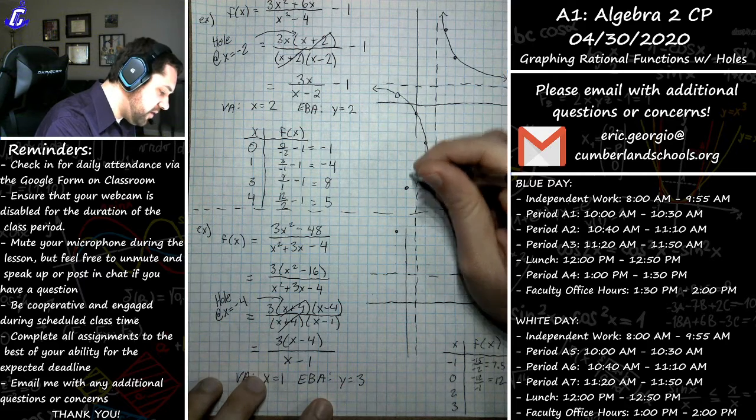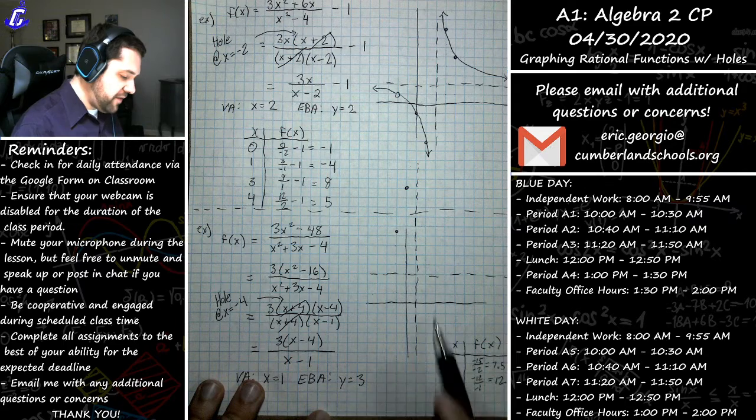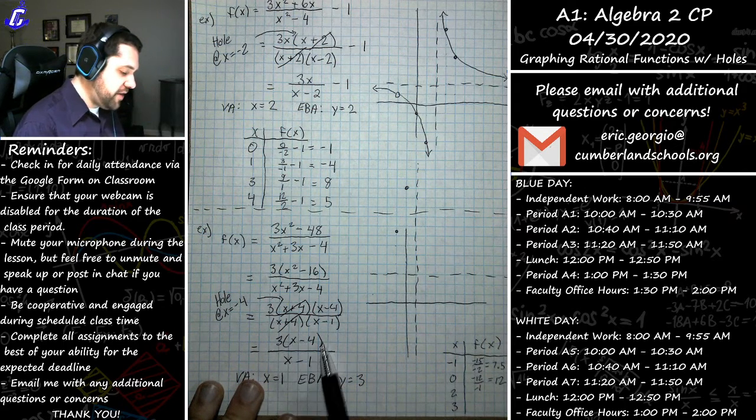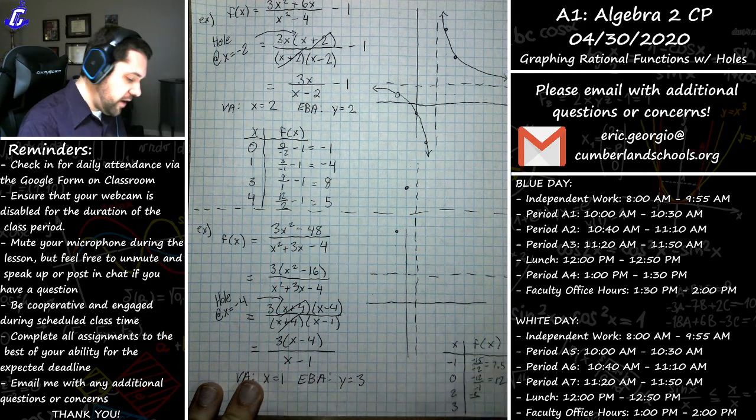I'm going to draw my curve, approaching but not touching the asymptotes. On 2 now. I hope we have enough room down here. 2 goes in. 2 minus 4 is negative 2, times 3.